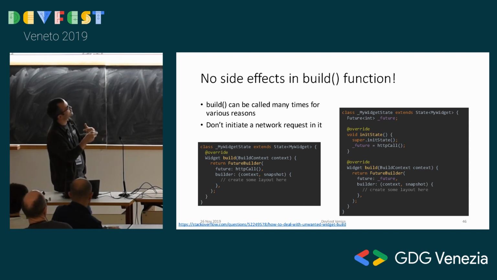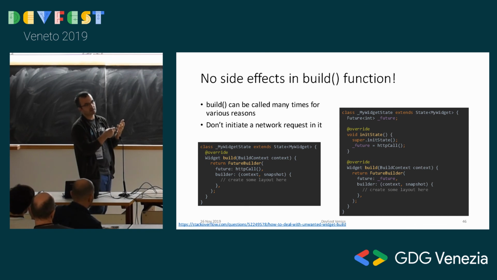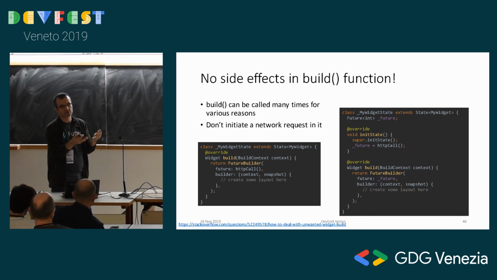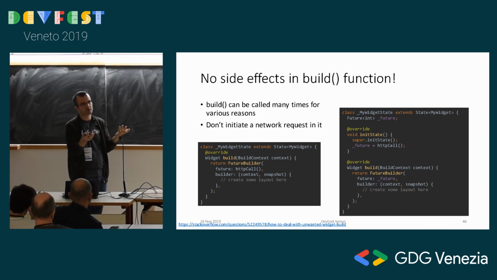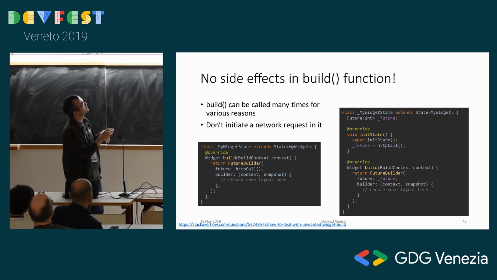So when I do this, Flutter does not make any guarantees about how many times it's going to call your build function. It can call your build function for a number of reasons. It's always supposed to be, without any side effects, data converted to UI. But if it calls it one more time, what happens? You create one more HTTP call, one more call to your server.